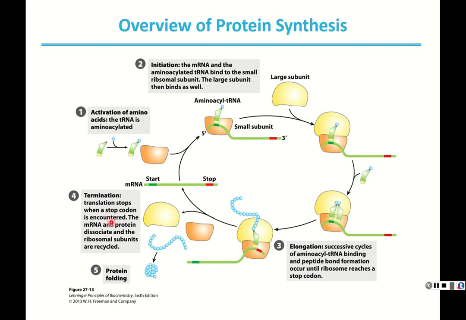Termination occurs once elongation goes on until you reach a stop codon. So you reach a stop codon, and then we get termination. The messenger RNA and the protein dissociate, and the ribosomal subunits open to allow that to happen. The ribosomes are recycled and used again, and the protein can then fold into its native state.